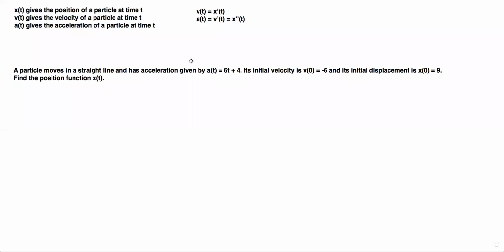So if we're going backwards, from acceleration to velocity, do we want to take the derivative or the antiderivative? I think the antiderivative. Yep, exactly. We have to take the antiderivative of the acceleration function to get the velocity function. So the derivative of the velocity is acceleration, basically. Yes. And the antiderivative of acceleration is velocity.